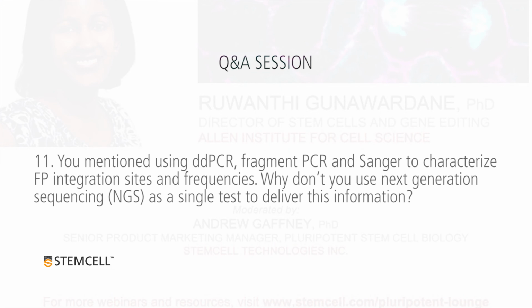Okay. You mentioned using ddPCR, fragment PCR, and Sanger to characterize FP integration sites and frequencies. Why don't you use next-gen sequencing as a single test to deliver this information? That was more about the resources within the Institute. Remember, we have only been doing this for about a year, so it was just a bigger purchase and bigger resource that we wanted to sign up to do. The outsourcing of it would have taken too long. So it just made sense for us to do this with 3 or 4 people. It was just much easier. But it is something we are constantly thinking about, whether to bring in that ability in-house to make this fast. And right now, the way we see it, it's not going to be fastest, and that's why.